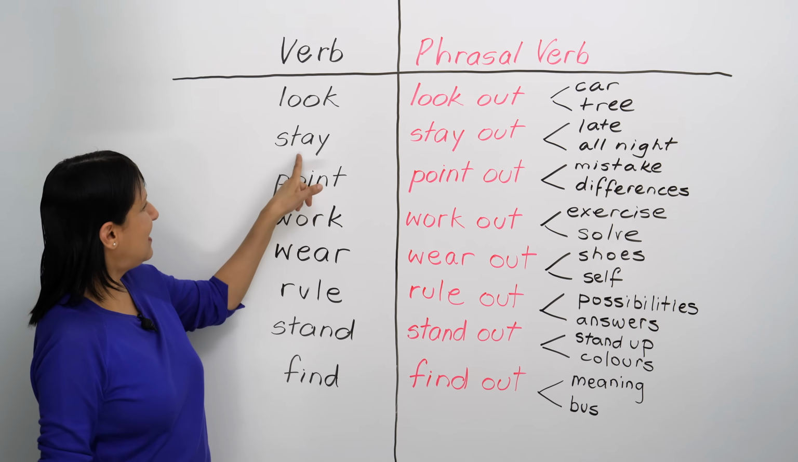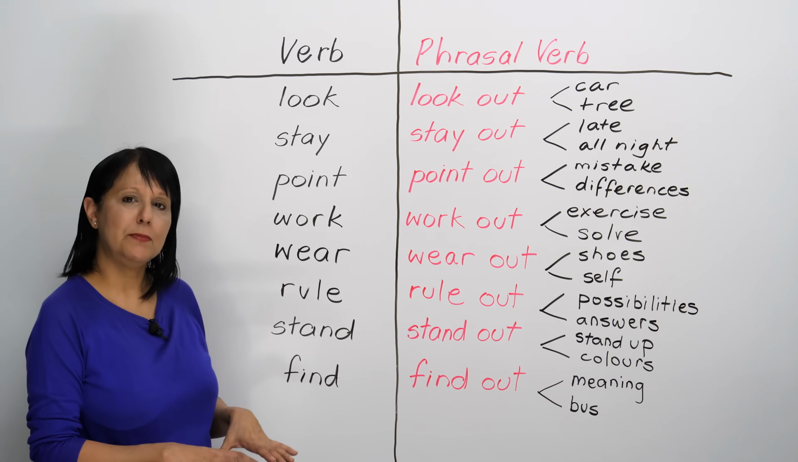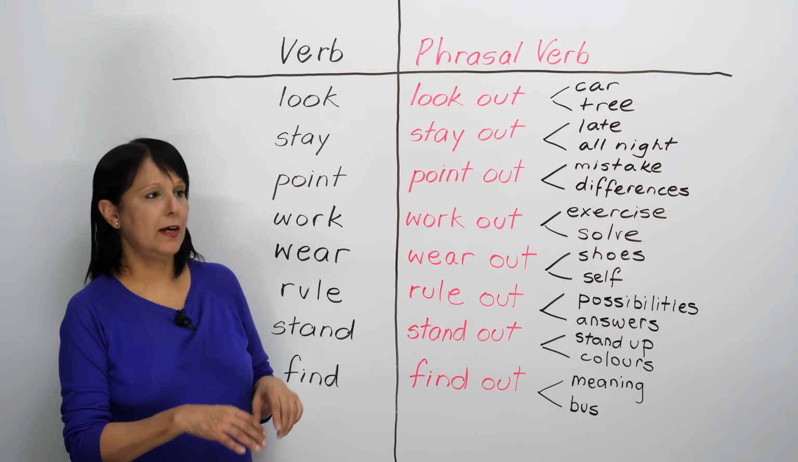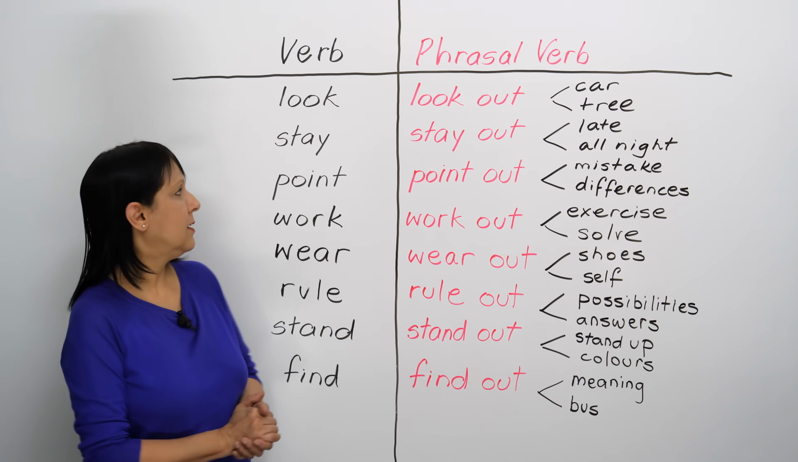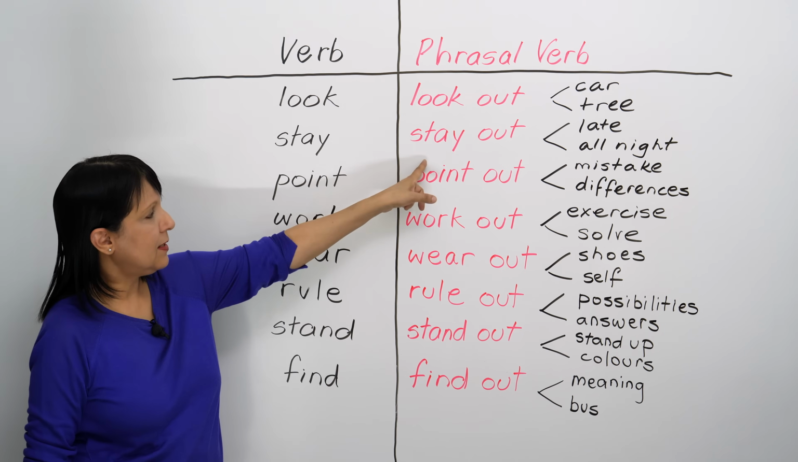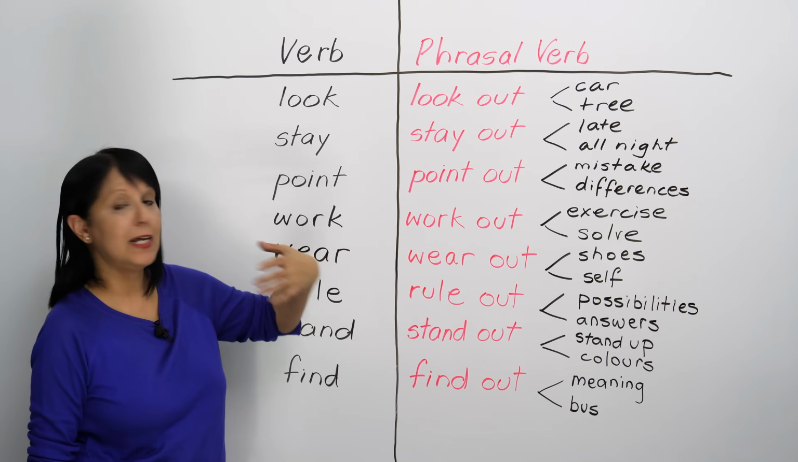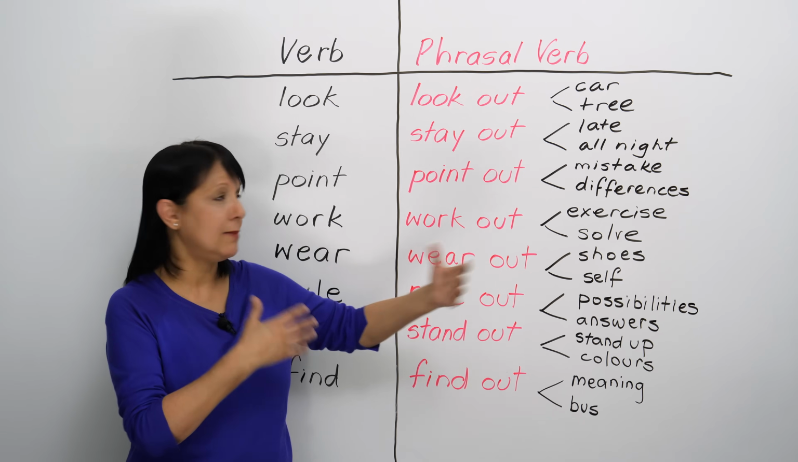All right. The next verb, regular verb, is stay. What does stay mean? To stay means to remain in one place. Okay? I could stay in my room. I could stay in a hotel. All right? Stay in my office. But what does it mean when we add out? What does the phrasal verb stay out mean? It means to remain out for a long time.